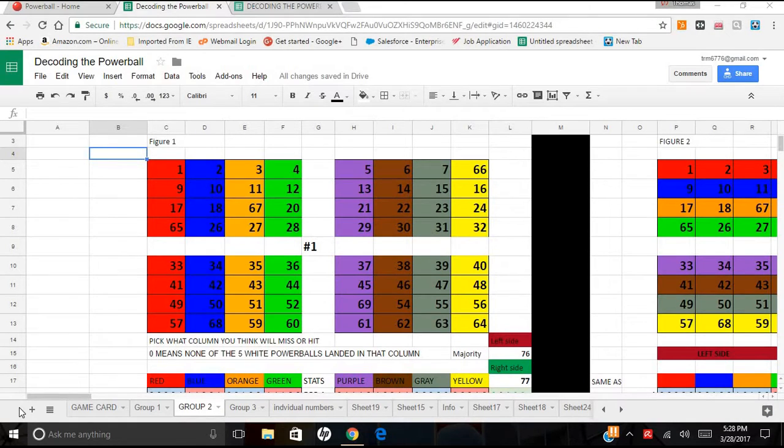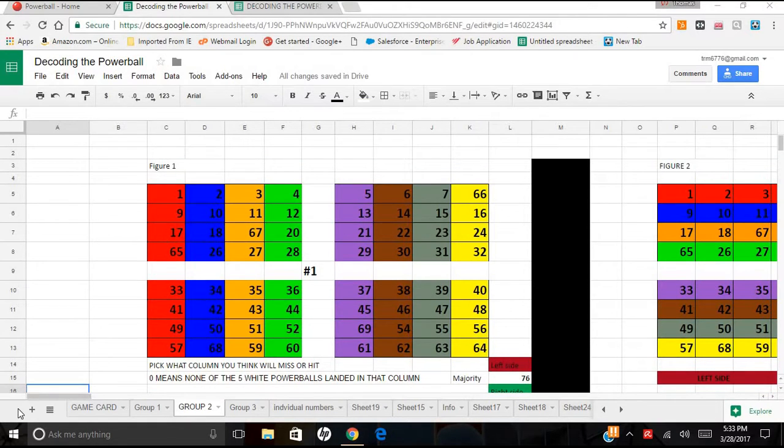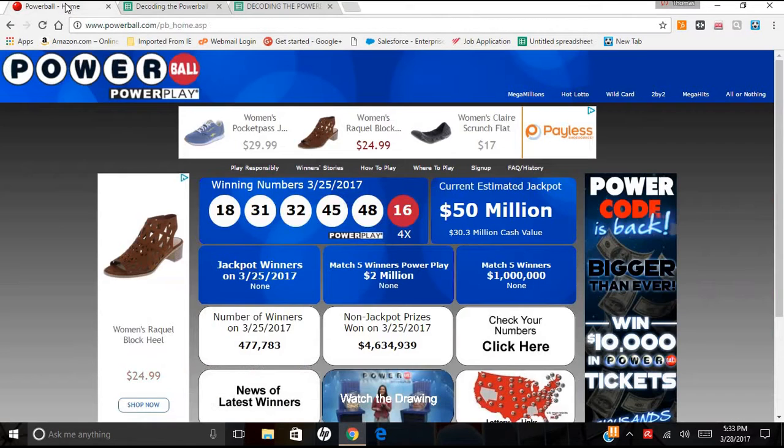So group 2 here is really the bread and butter of the system. And why is that? Because there's 8 groups of numbers here, but there's only 5 winning Powerball numbers. So that means at least 3 of these I can eliminate off of the game card, because again, only 5 numbers can come up here. Okay, so with this group 2, I'm just going to show you how it works instead of trying to explain it. So the first thing I'm going to do is go to the Powerball homepage.